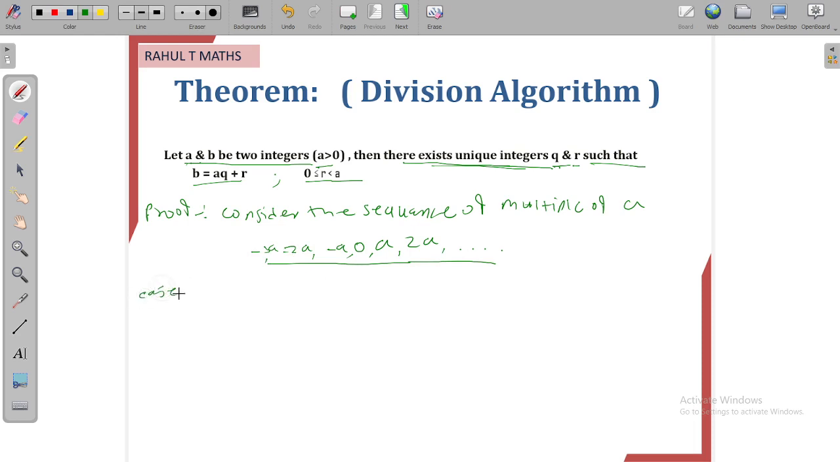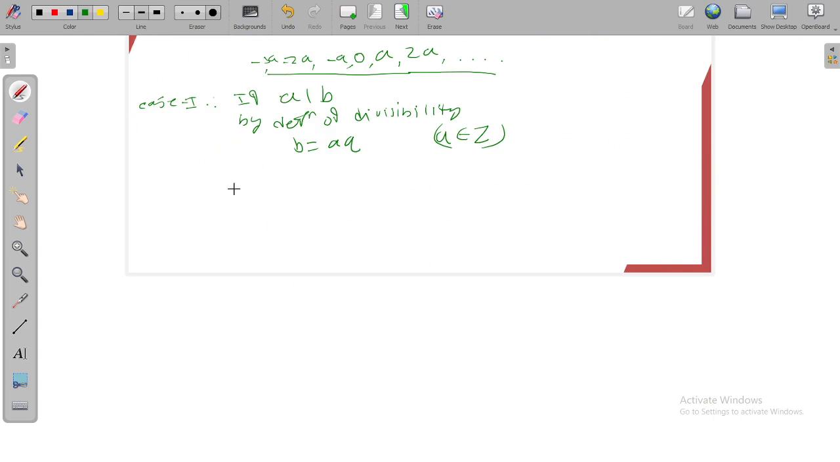Now consider case first. If a divides b, then by the definition of divisibility, we can write b equals a into q, where q is any integer. Then in the theorem we are given that b equals aq plus r. Say this equation is 1.